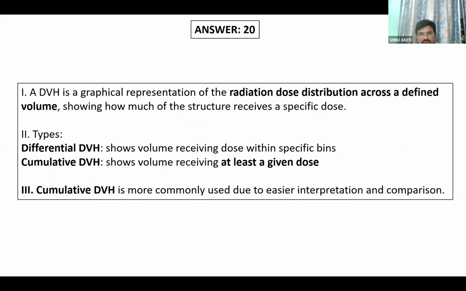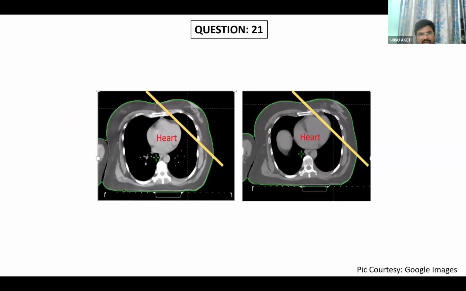Okay. Next question. Any idea about this picture? Yes, sir. DIBH, deep inspiration breath hold. Tell me what happens, how it works. The patient takes a deep breath and holds. So it increases the chest wall to the heart distance, sir.